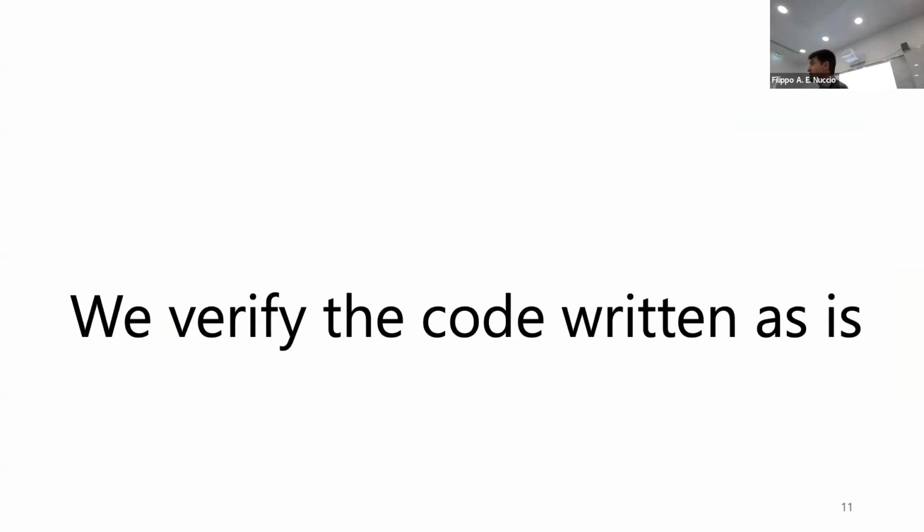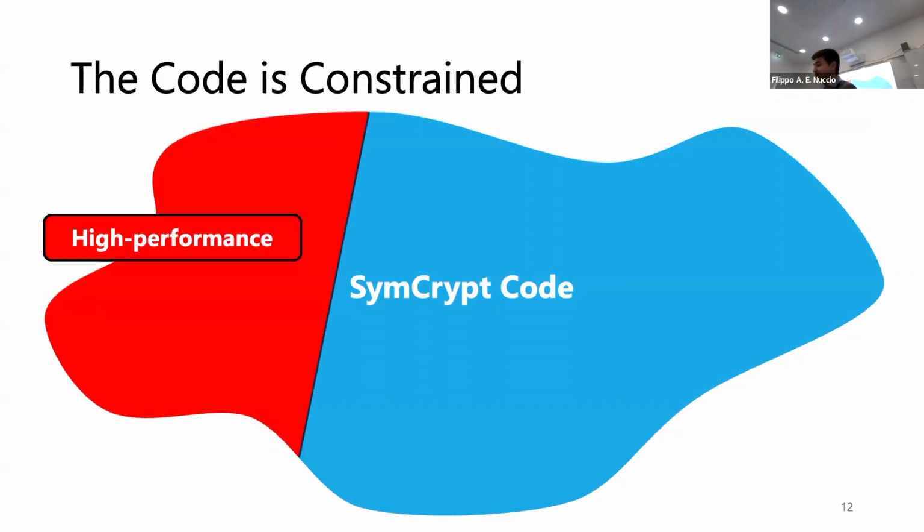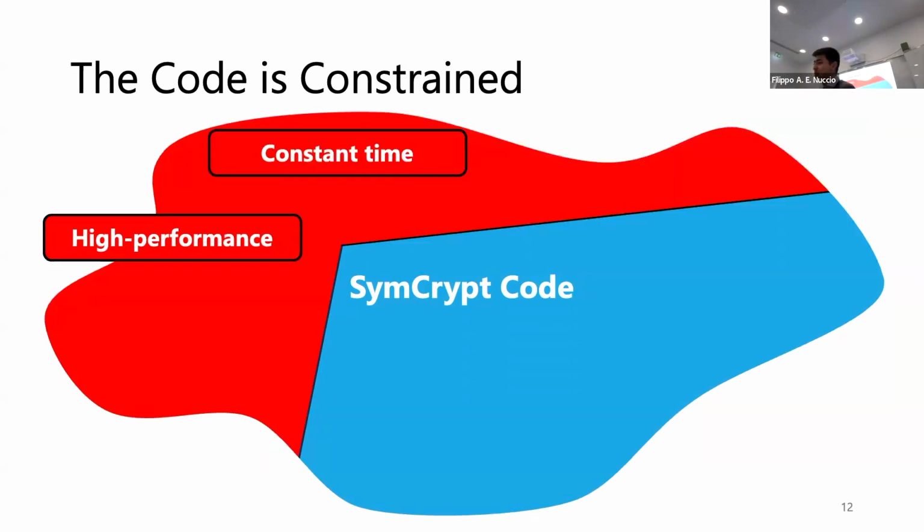Okay, I mentioned that we verify the code written as is, and this is very important. So a very common practice is to adapt the code so that the verification is amenable. So you remove problematic patterns, you remove problematic features. In the case of SymCrypt, we can't really do that because the code is very constrained. So we have, at the beginning, a very large design space, but there are a lot of constraints that cut into the design space. For example, the code needs, of course, to be performant. It needs to be constant time.